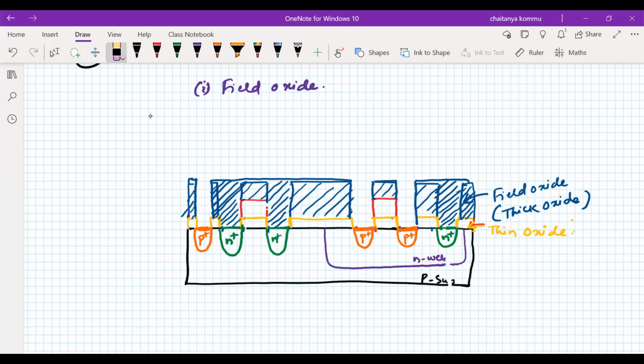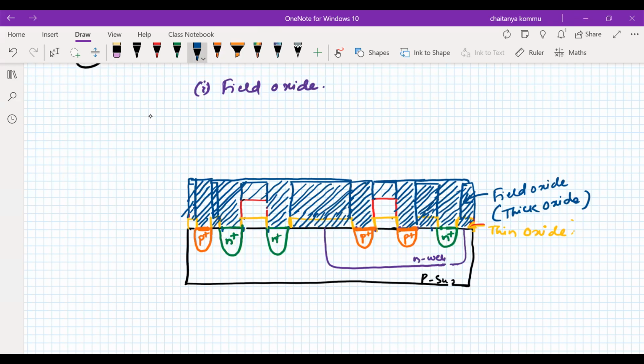Okay. I want to cover the entire region with the help of field oxide. Okay. So this is the field oxide I want to cover. So therefore, the entire region is covered with field oxide. Of course, this is also oxide. Gate oxide and field oxide are the same material only. That's the reason why I can cover these other regions also with the field oxide, something like this.